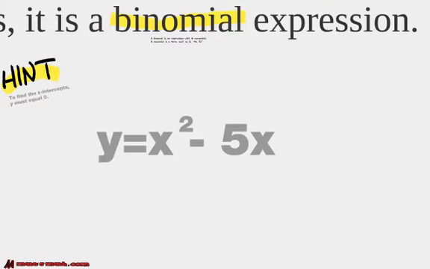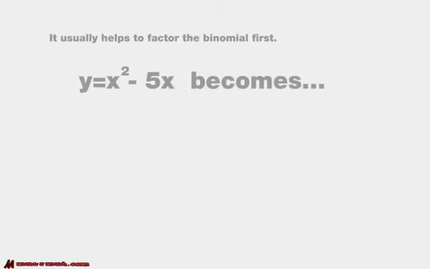All right, let's do this one. Now notice this one doesn't look like the one we just did. We have to do what first? Well, if you said factor, you're on the right track. Let's factor x squared minus 5x. This becomes x times the quantity of x minus 5.